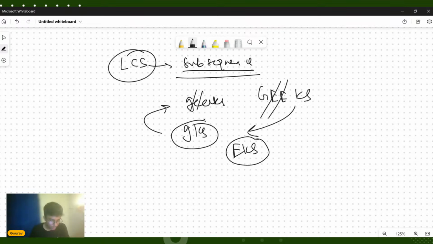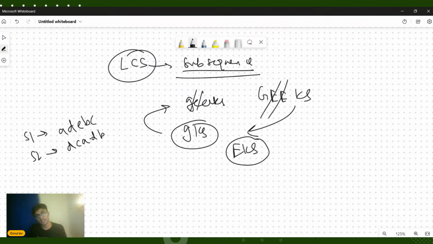Now, we have to find the longest common subsequence. Let's say we have a string S1, which is equal to A, D, E, B, C. And we also have a string S2, which is equal to D, C, A, D, B.